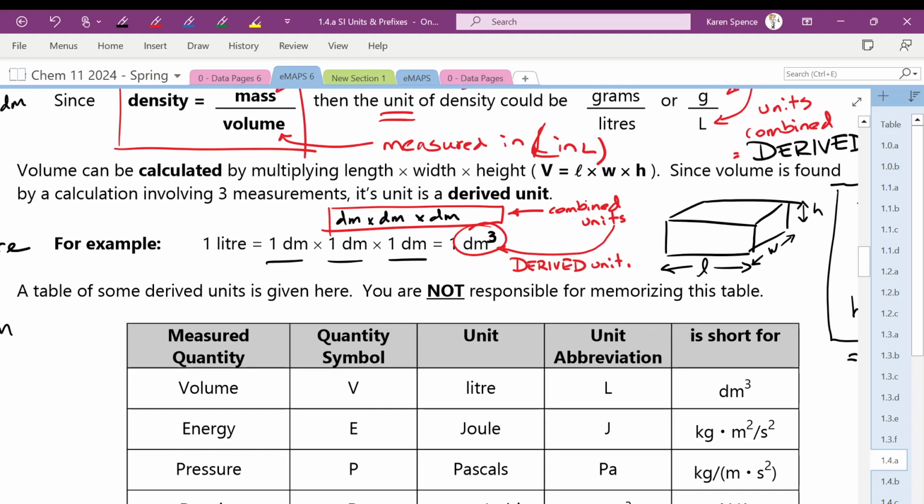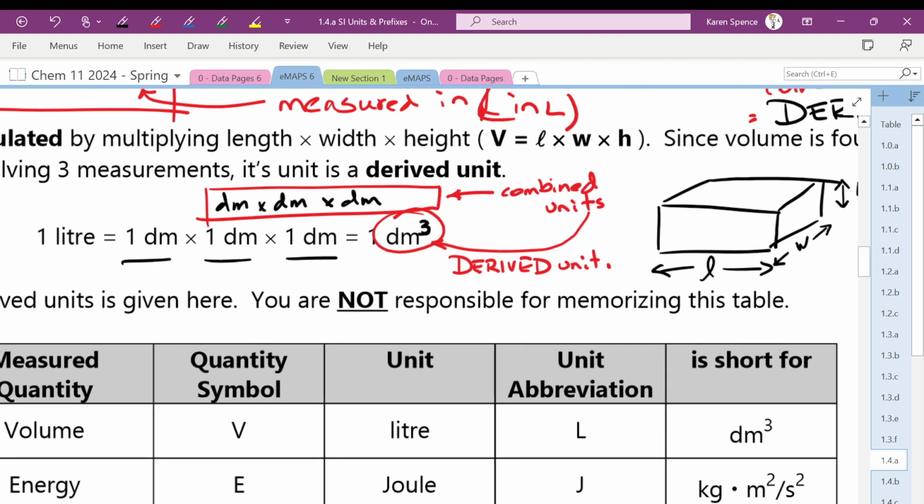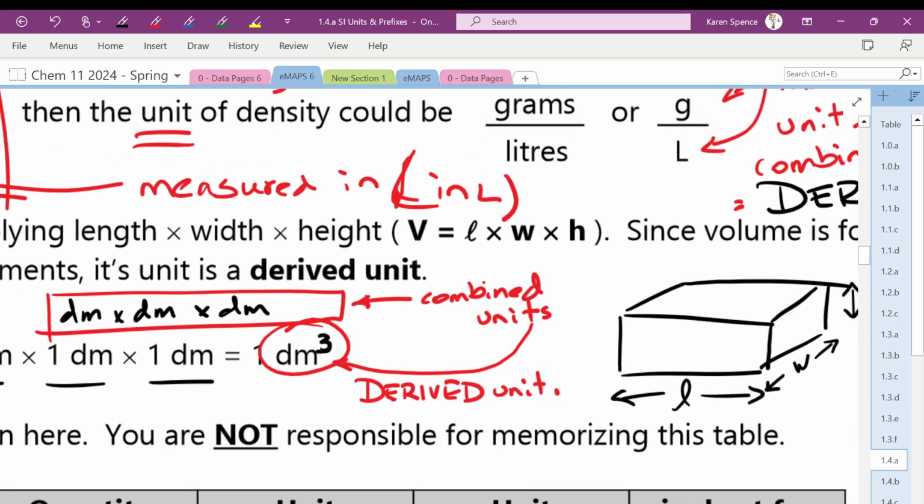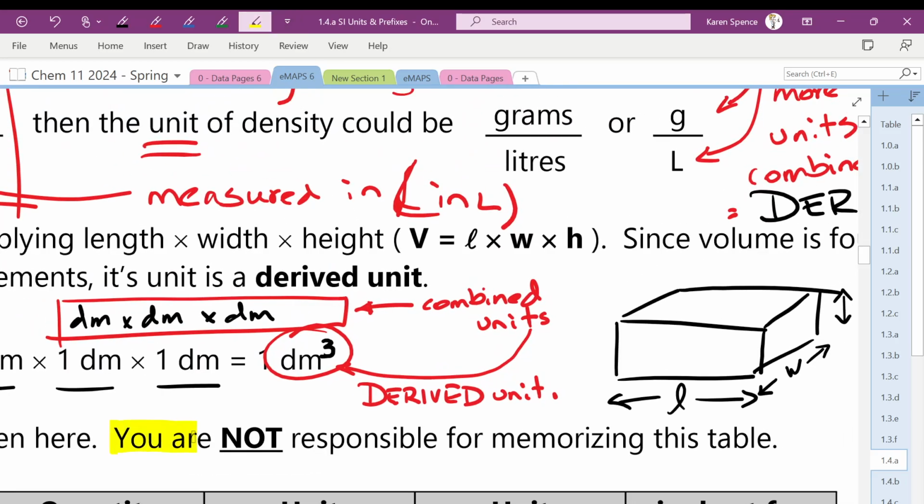Okay, so we have a table of some derived units here, but what does it say beside this table? It says you are not responsible for memorizing this table, okay? Don't need to do it. They're just here to show you some other derived units.